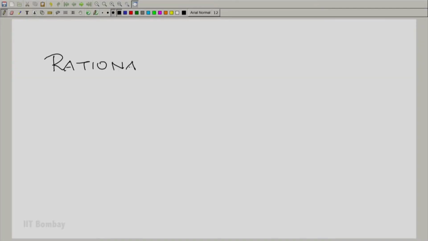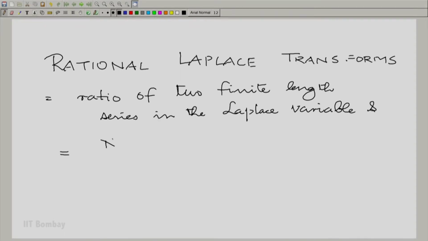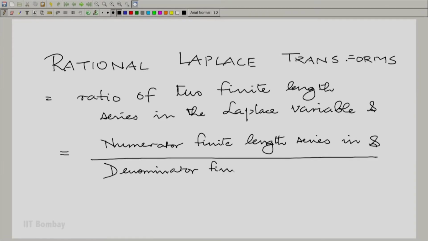We are essentially dealing with what we call rational Laplace transforms. What do we mean by rational? Rational is essentially a ratio of two finite length series in the Laplace variable S, which means a ratio of a numerator finite length series in S to a denominator finite length series in S.